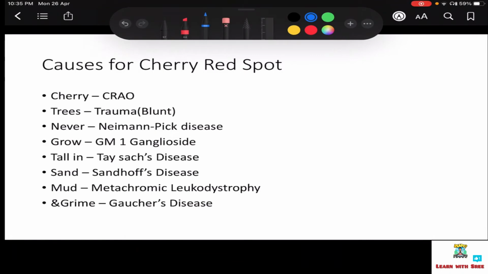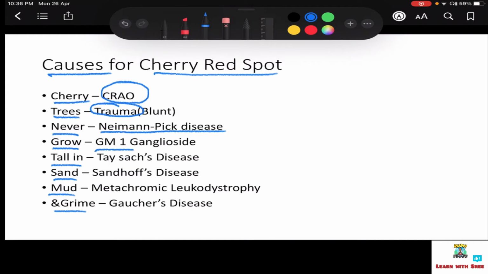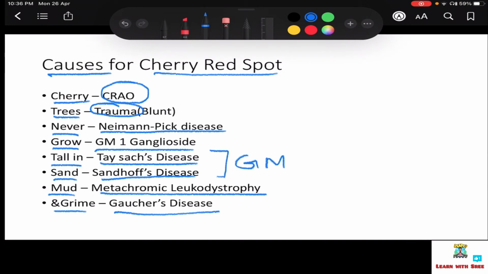Coming to the next slide. What are the causes for cherry red spots? For knowing these causes, there is a mnemonic. Cherry trees never grow tall in sand, mud and grime. For cherry, think of central retinal artery occlusion; for trees, trauma, that is blunt trauma; N for Niemann-Pick's disease, G for GM1 gangliosidosis, T for Tay-Sachs disease, S for Sandhoff's disease, M for metachromatic leukodystrophy, and G for Gaucher's disease. Tay-Sachs disease and Sandhoff disease are GM2 gangliosidoses.